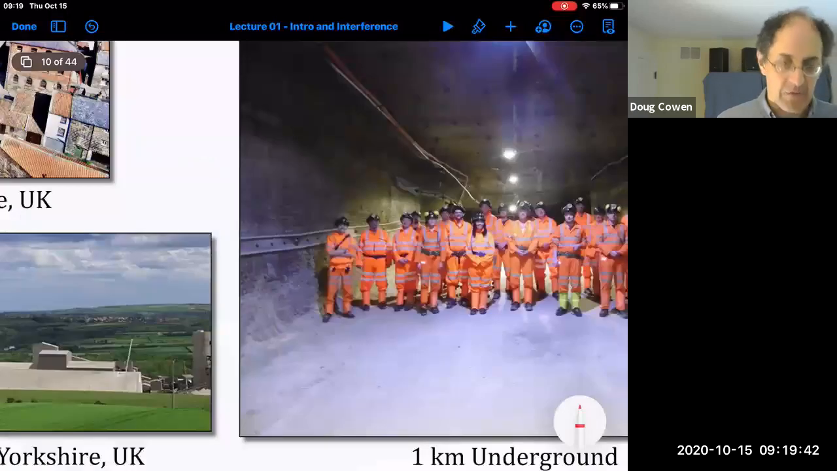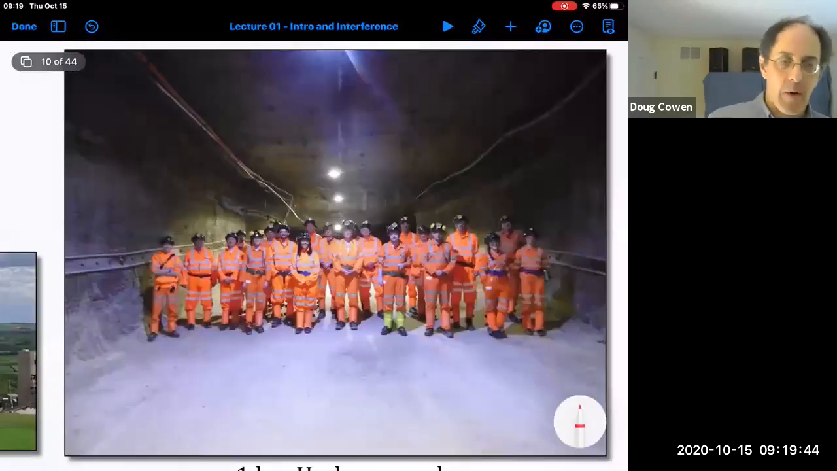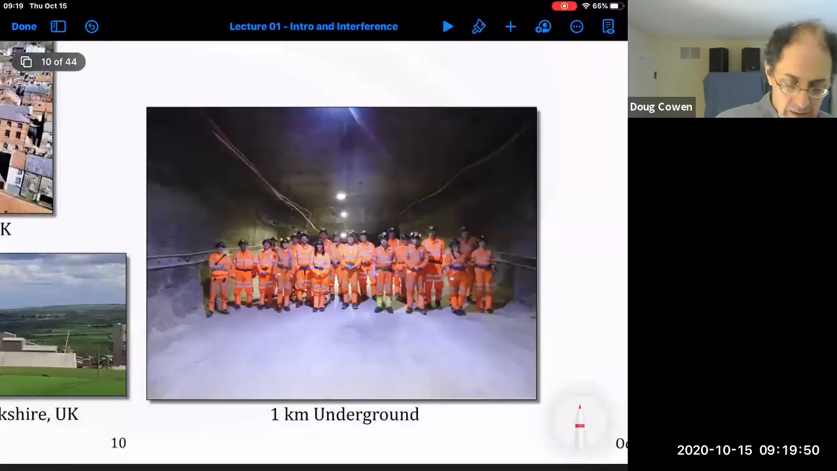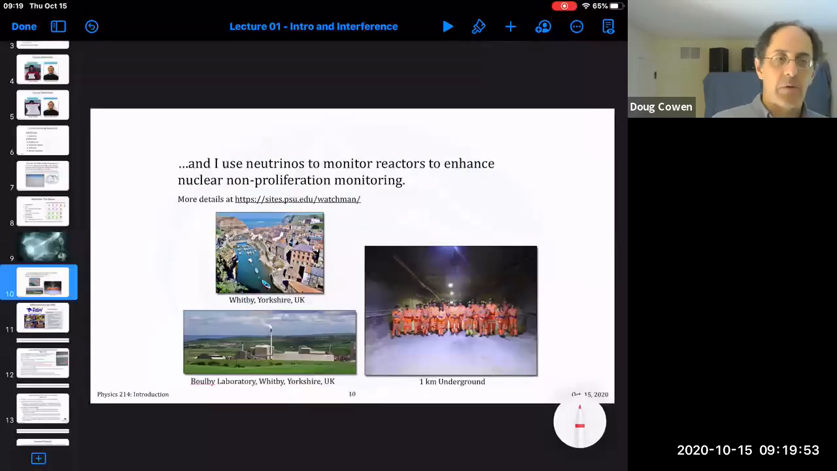So this is the kind of scene that we'll get to see most of the time while we're building this experiment. It's a kilometer underground, located approximately 25 kilometers away from a nuclear reactor site. And we're going to use the neutrinos from that nuclear reactor site to demonstrate that this type of technology can work to detect undeclared nuclear reactors from a significant standoff distance. So you could imagine monitoring reactors in countries that would otherwise not want you doing that, because you could do it from across the border in a friendly country.